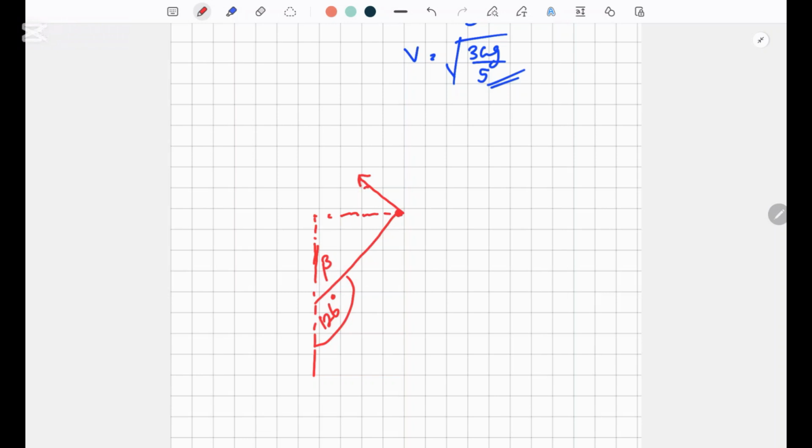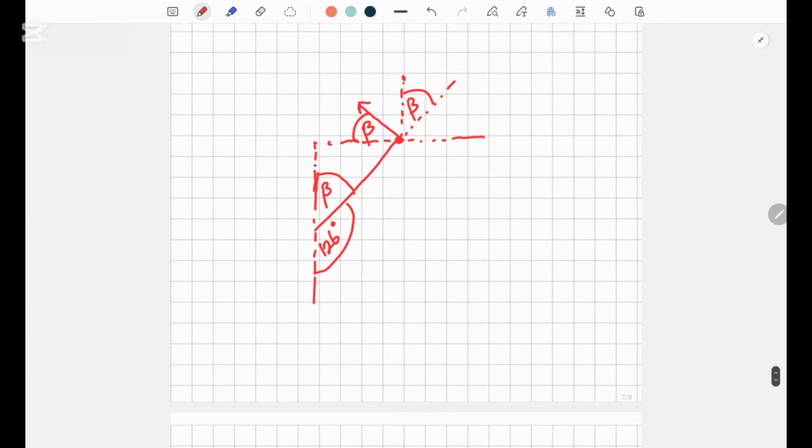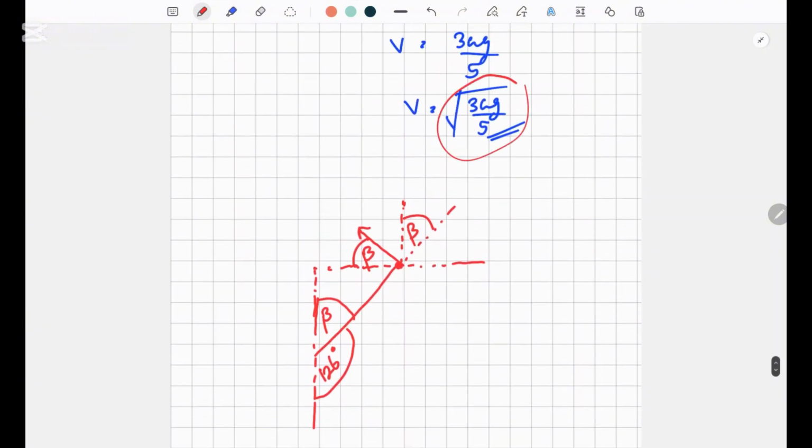So what is the angle over here? You can draw another imaginary line. So this is going to be beta, and this will also be beta, as you can see. So that's beta, and we know the speed. We found the speed in the previous question: it's slack at root 3ag over 5. At the point when it becomes slack, we have to assume the particle breaks off the string and goes up to its maximum height.